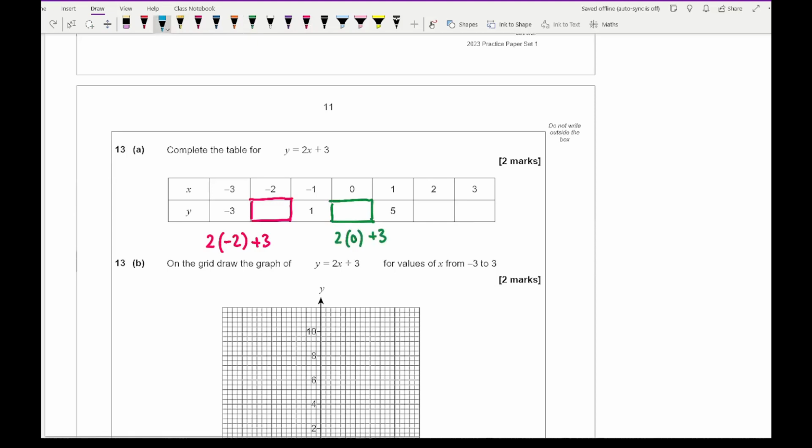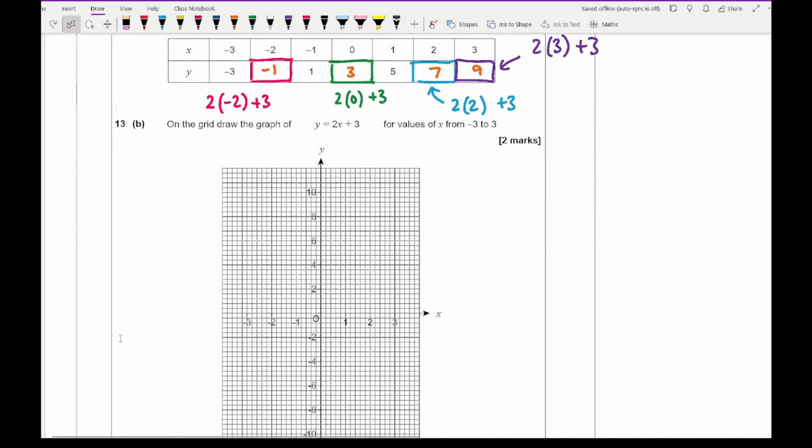To work out this number here, I do 2 times 2 plus 3. And to work out this number here, I type in 2 times 3 plus 3. The numbers you should fill in: 2 times minus 2 is minus 4, plus 3 is minus 1. This one we're going to have 3. This one is 2 times 2, which is 4, plus 3, which is 7, and 2 times 3, which is 6, plus 3 is 9.